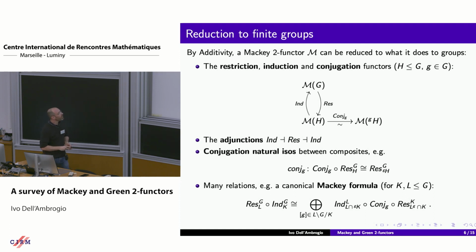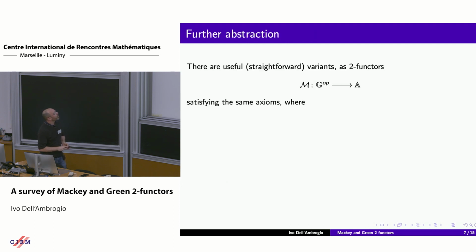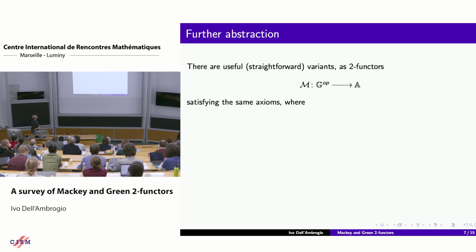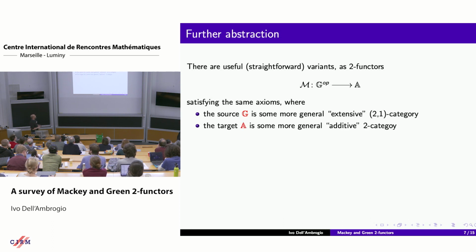All right. So there are also further abstractions I will mention briefly, just to keep track of the examples later on. They don't all fit in that framework, but you can say that a Mackey 2-functor is a 2-functor M from G up to A, satisfying the same four axioms, where now G, the source, is some more general extensive 2-1 category, and the target A is some more general additive 2-category.